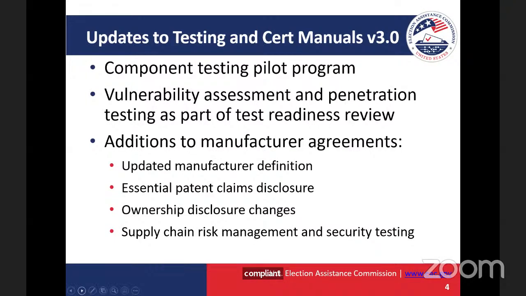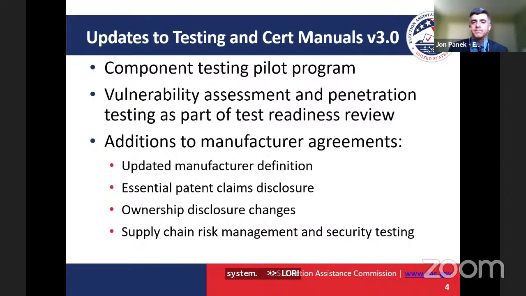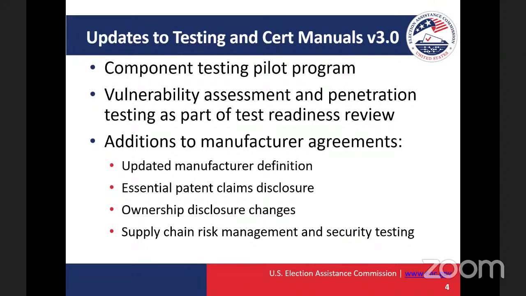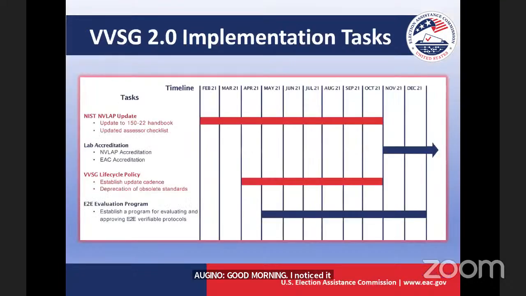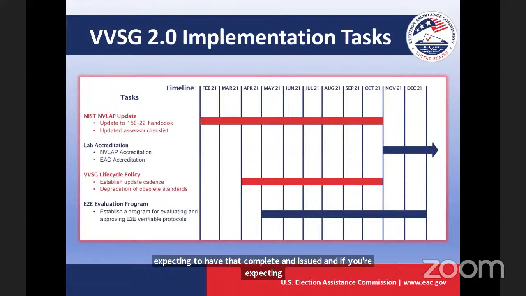I have a quick question regarding the timeline, the updated timeline that was presented today. I noticed that it said the completion of the work on the life cycle policy would happen in October of 2021. So right now, I'm just curious if you're expecting to have that complete and issued, and if you're expecting any kind of formal action to come out of the TGDC today.